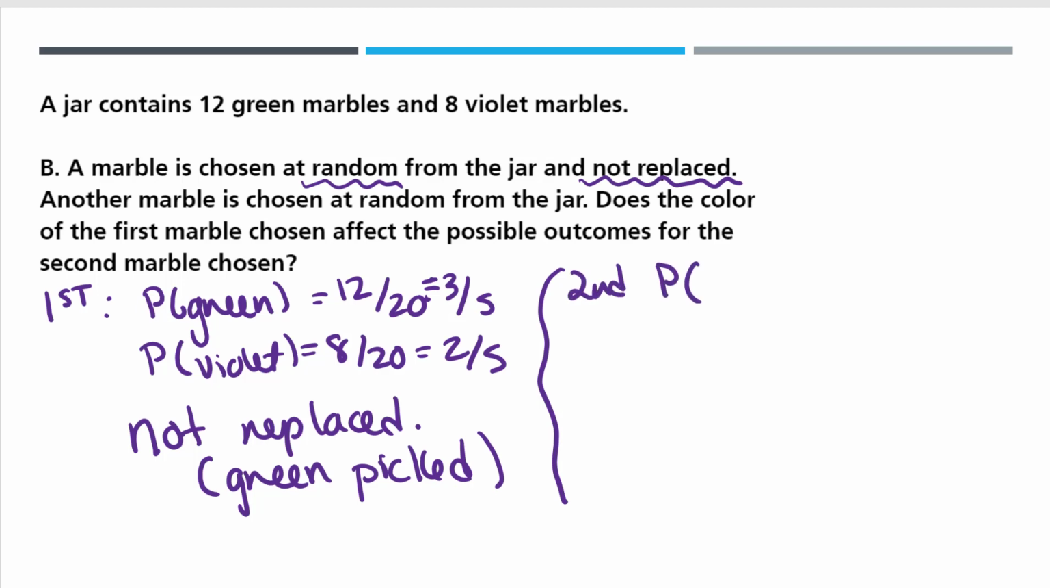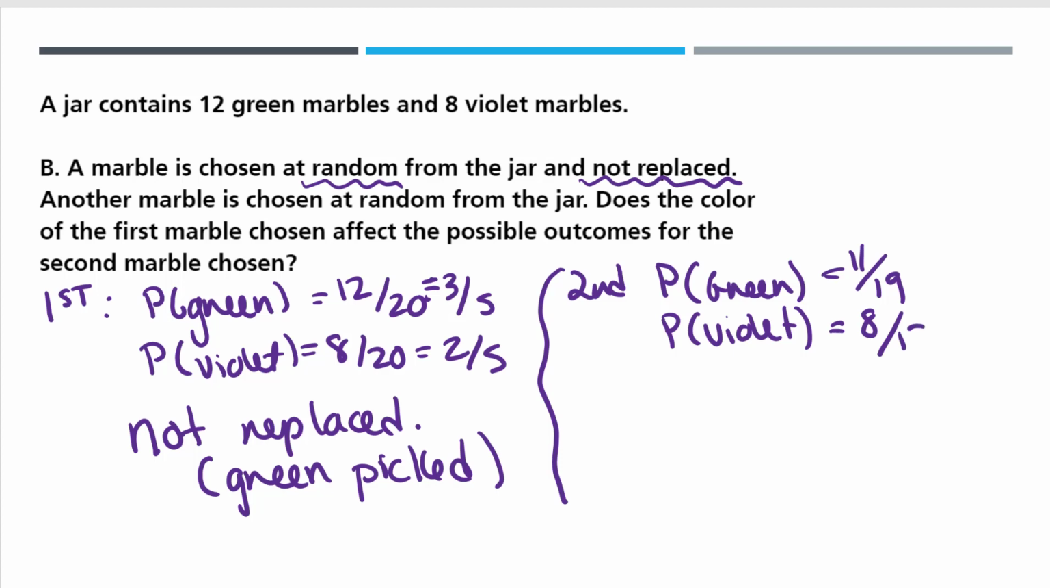Well, if a green was picked the first time, then that means that we don't have 12 green left. We have 11. And it also means that our total has decreased by 1 as well. With the violet, because we didn't pick a violet the first time, we still have a total of 8, and our grand total of all marbles is still 19. Now this is an example where our events are dependent on each other because the probabilities have changed from one marble to the second marble.